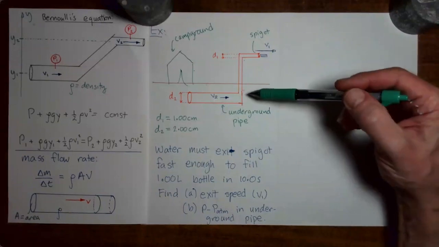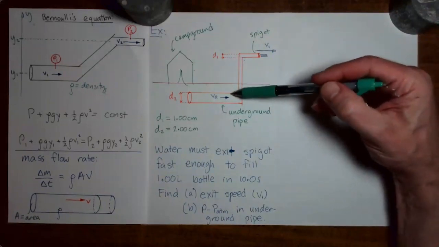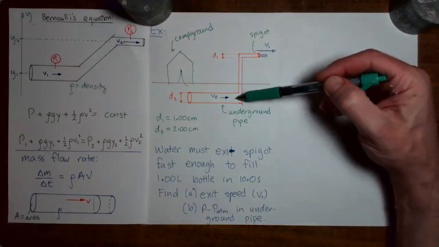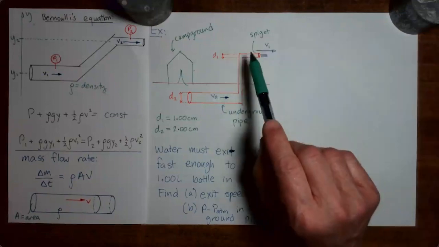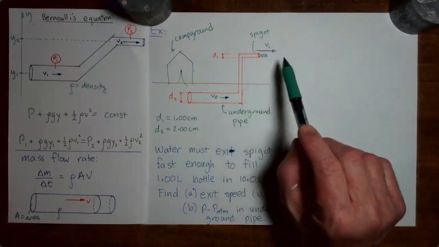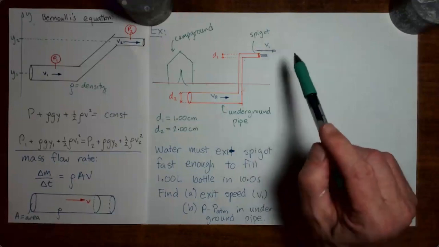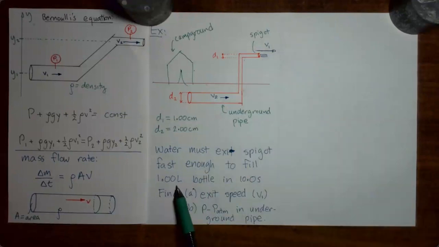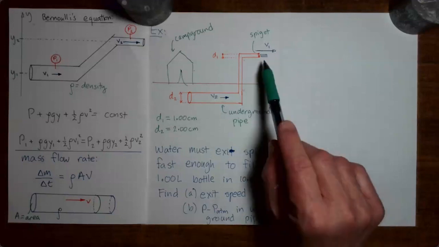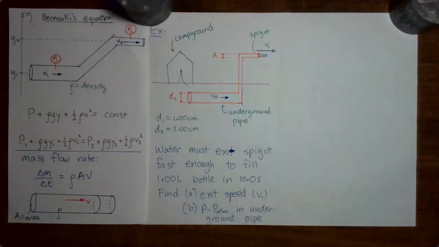The idea here is that the pressure in the underground pipe must be sufficient so that when the water exits the spigot over here, the campers are able to fill a 1-liter bottle in a 10-second time interval. So the first thing we want to figure out here is how fast does the fluid have to be exiting from the spigot in order to fill a 1-liter bottle in 10 seconds.